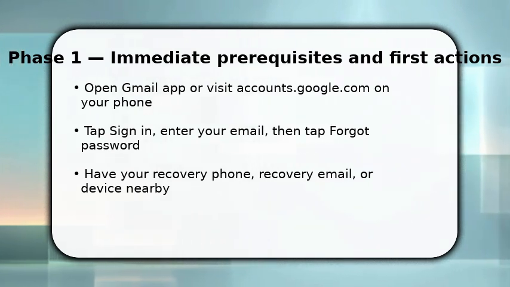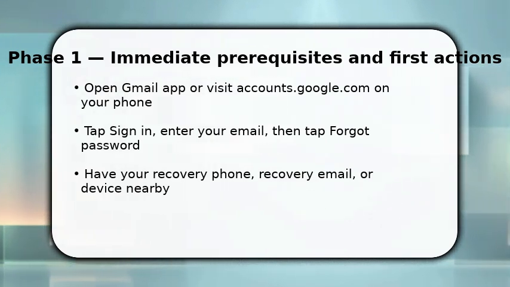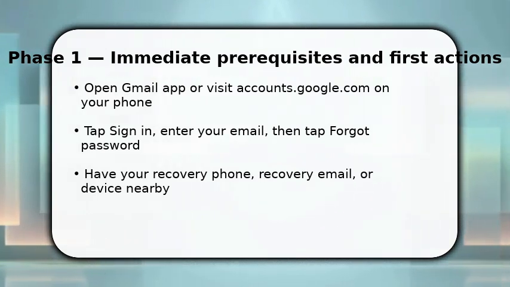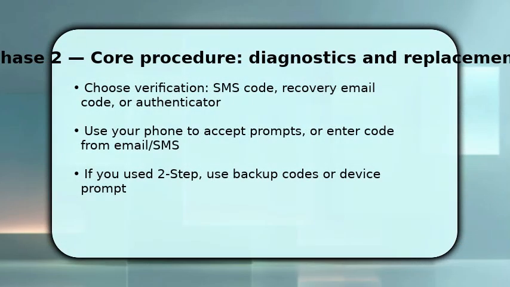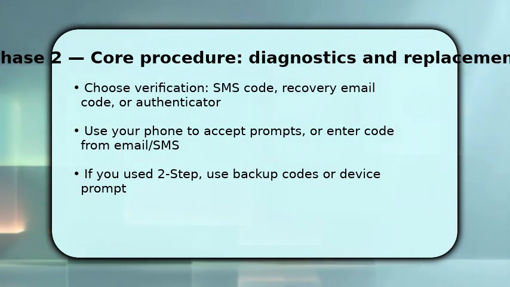If prompted, choose the most accessible recovery method first, because that reduces steps. Otherwise, select Try another way to reveal alternate verification methods. Once done with the initial prompt, Gmail shows verification choices. Choose SMS code, recovery email, prompt on a signed-in device, or authenticator.